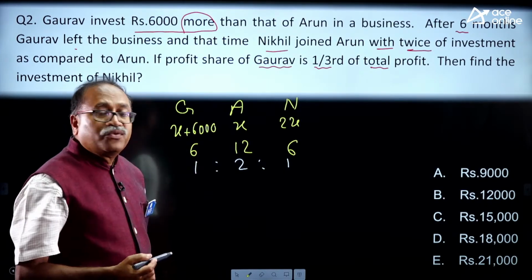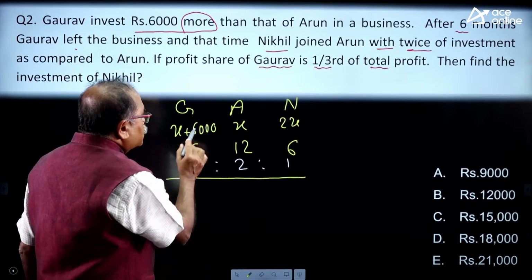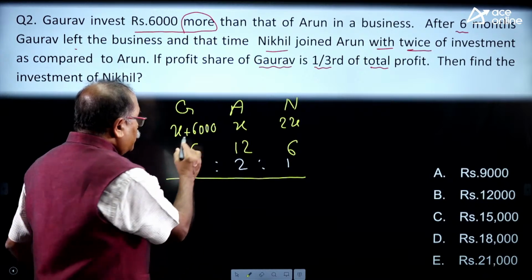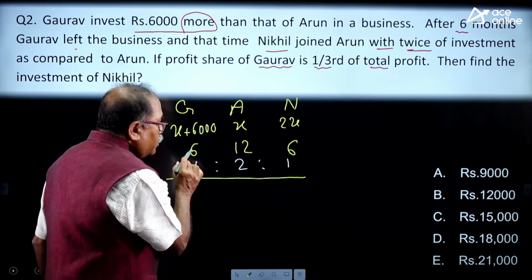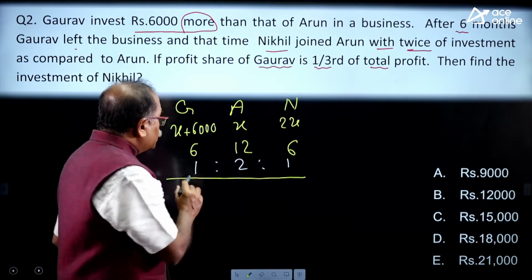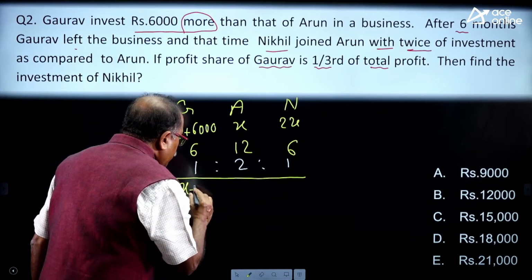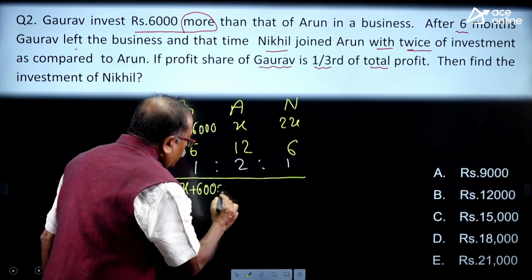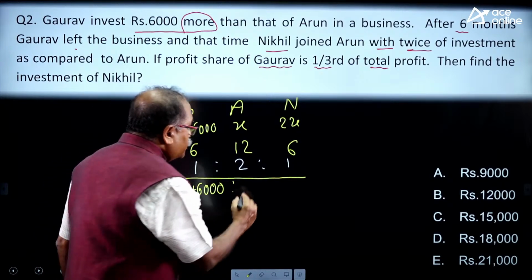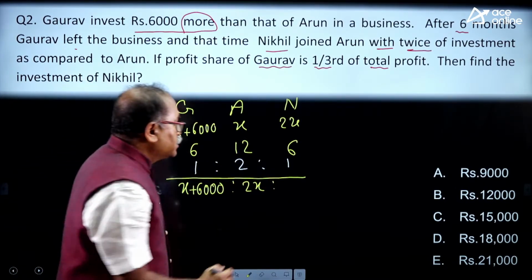So what will be their profit ratio here? The profit ratio will be the investment ratio into the time ratio. That is X plus 6,000 into 1, because the ratio 6, 12 and 6 becomes 1 is to 2 is to 1. So 1 into X plus 6,000 will be X plus 6,000, and the other is 2 into X, that is 2X, and 1 into 2X, that is 2X.